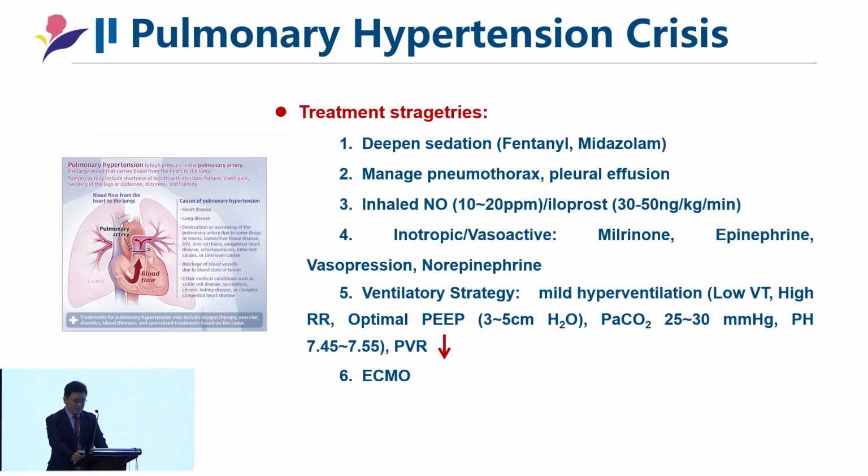Treatment strategy involves deepening sedation and managing complications such as pneumothorax or pleural effusion. Inhaled nitric oxide or iloprost can be used to reduce pulmonary vascular resistance. Inotropic or vasoactive agents ensure hemodynamic balance. Maintain mild hyperventilation to reduce pulmonary vascular resistance, although it may reduce the cardiac output. If ineffective, ECMO should be considered.